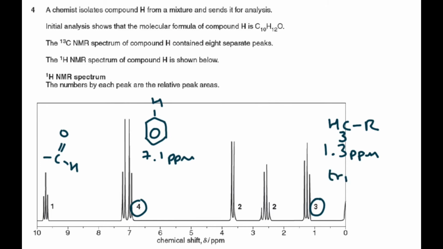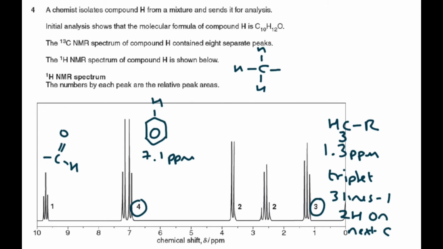Okay, it's a triplet. So that tells you that there are three lines, take away 1. That tells you that there are 2 hydrogens on the adjacent, on the next carbon. Okay, so a CH3 has made that peak and it's next to a CH2. Okay, so that's what that tells you. Okay, so we've got a CH3, I'm just going to draw it very clearly, a CH3, and it is next to a CH2. So these 3 hydrogens here have made that peak. Yeah, a CH3 next to a CH2.